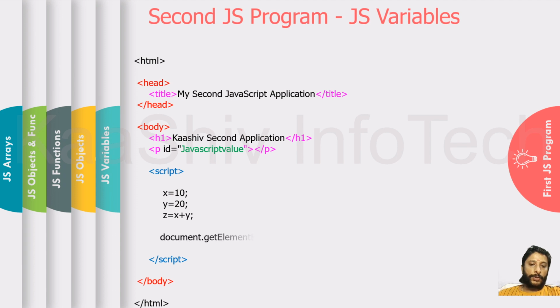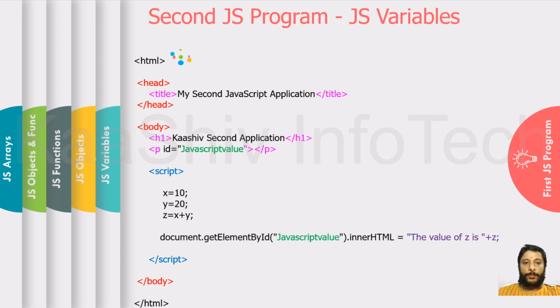And now I'm going to do the processing. Document.getElementById JavaScript value dot innerHTML, the value of z is. So you can see the paragraph tag there. That's good. Okay, and x is equal to 10. Processing is happening. Y is equal to 20, and z is equal to 10 plus 20. That's 30. And this is getting updated here. The value of z is 30. This is how the processing is happening.